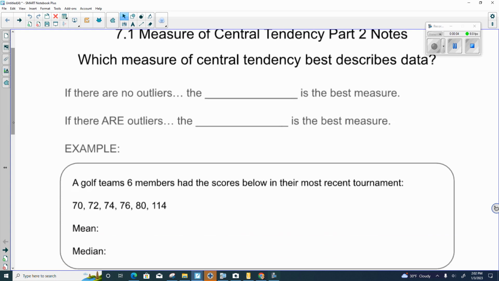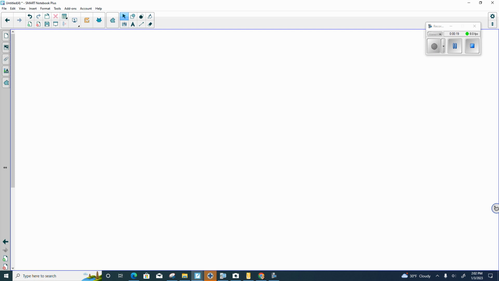All right. What does this mean? Which measure of central tendency is the best one? What are the measures of central tendency? Mean, median, and mode. So I promised you guys we would do our own set of data. So we are going to ask you to raise your hand and tell us your shoe size, and we are going to write them down.